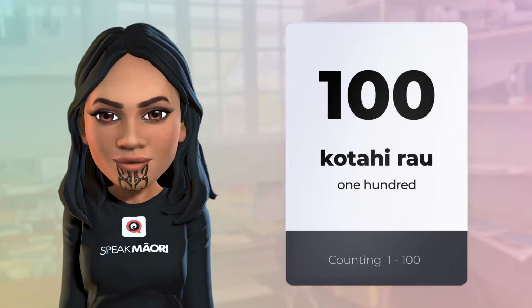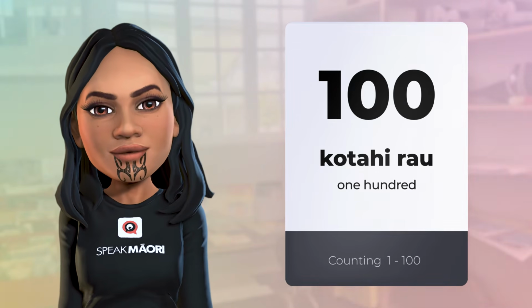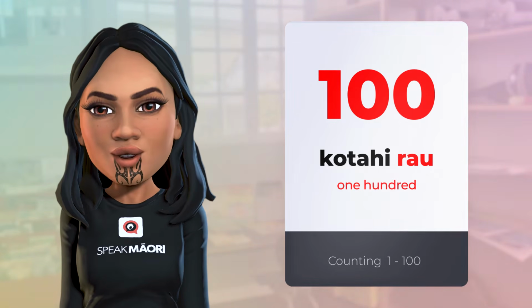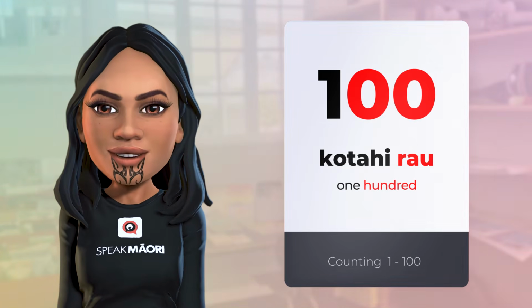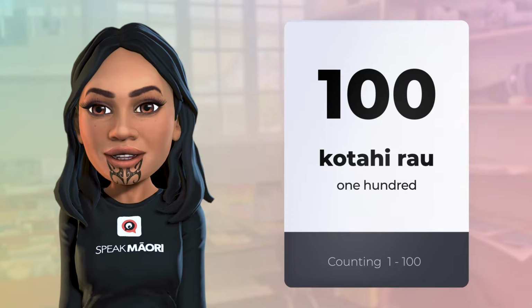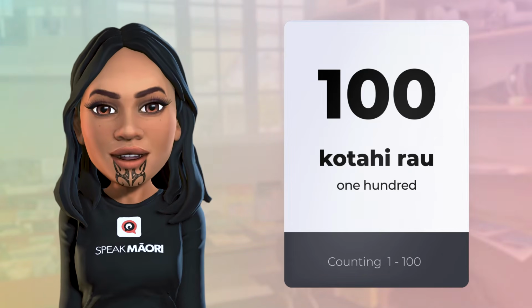Ko tahi rau, 100. Rau is the word for 100. Ko tahi, 1. Rau, 100. Now let's do a few of the groups of tens, starting with the tens.